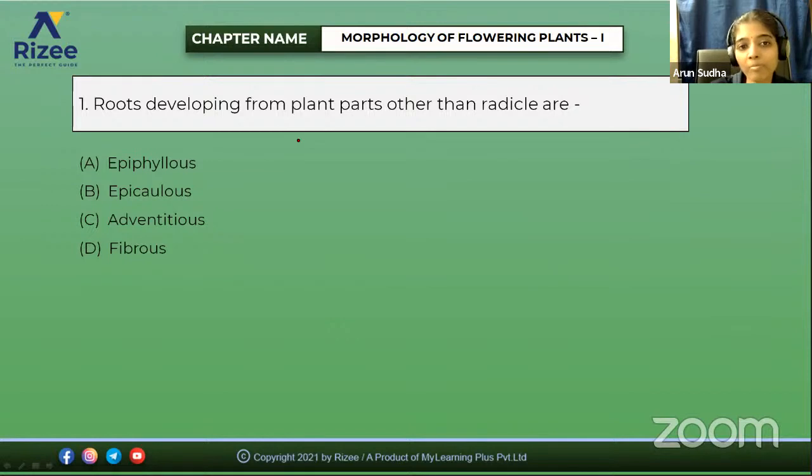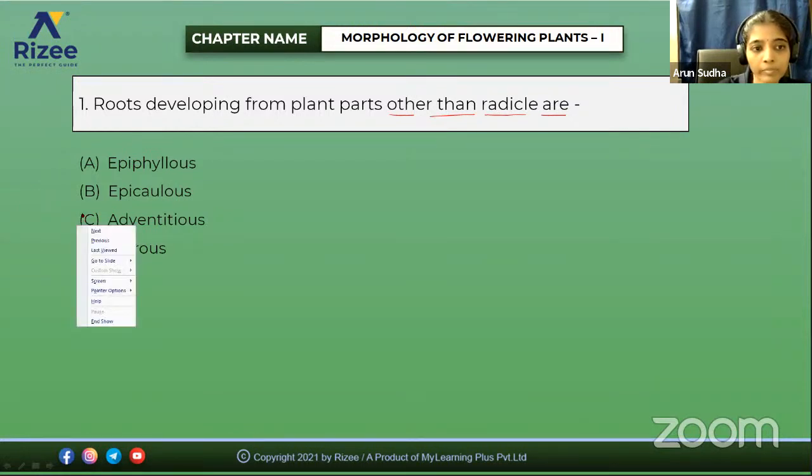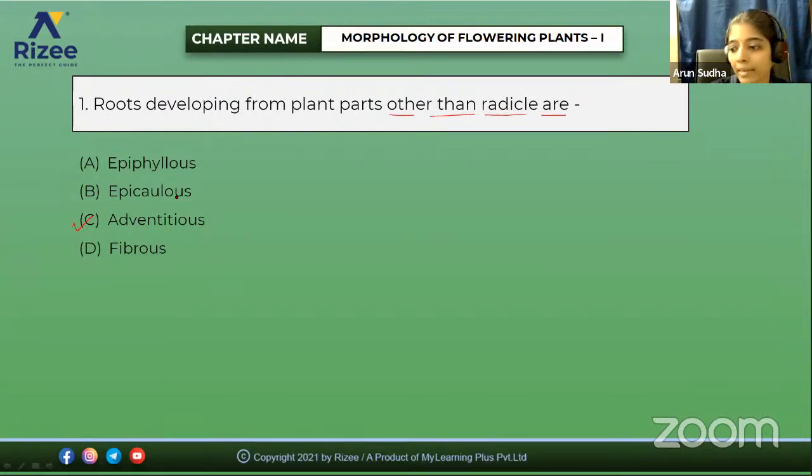Roots developing from plant parts other than radicle are: A, epiphyllous, B, epicallus, C, adventitious, D, fibrous. So what is the correct answer? Yes, option C, good. It is adventitious roots, other than radicle.